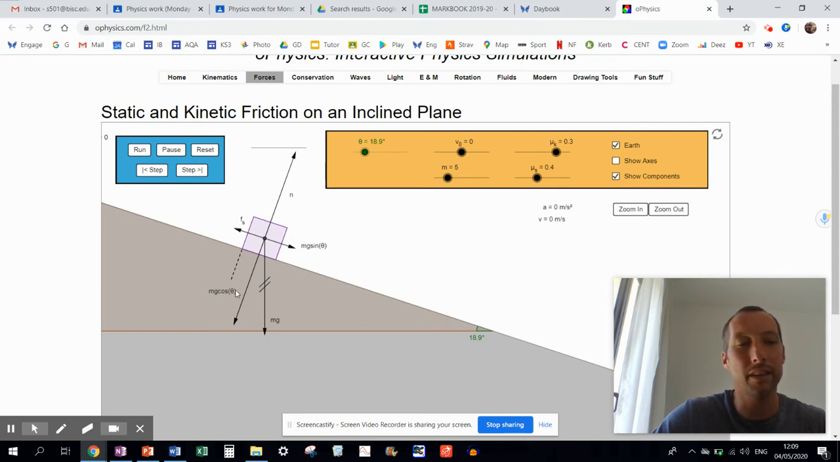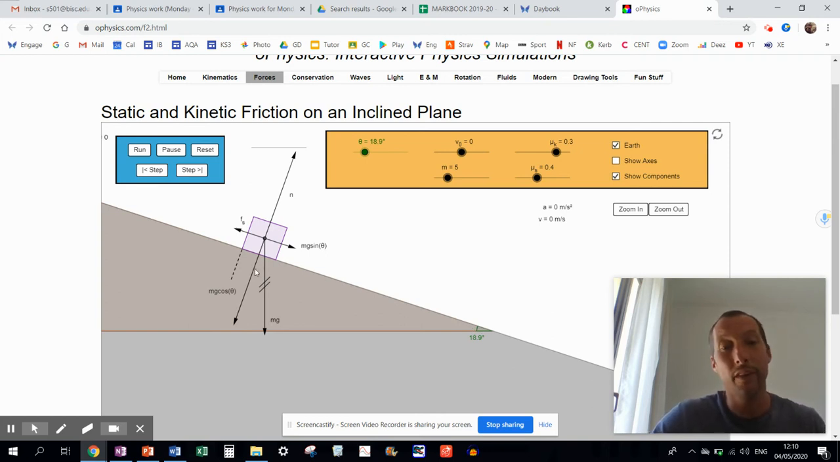Now notice, you might be saying, theta, well, what's the angle here? Right down the bottom here, this is the slope angle, 18.9 degrees on this slope. Now this 18.9 degrees is also the angle at the top here between mg and mg cos theta. These are going to be the same angles. So whatever this angle is of the slope, it's also going to be this.